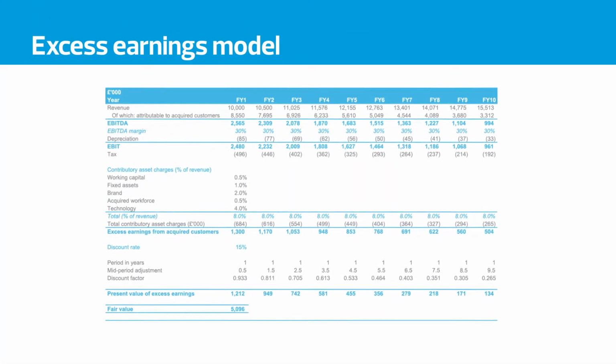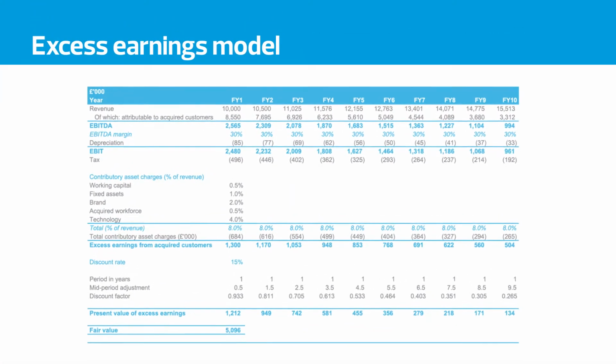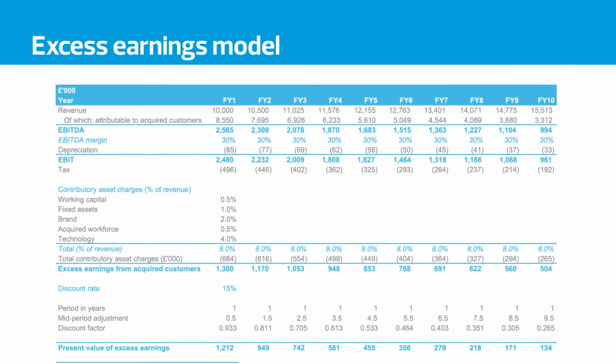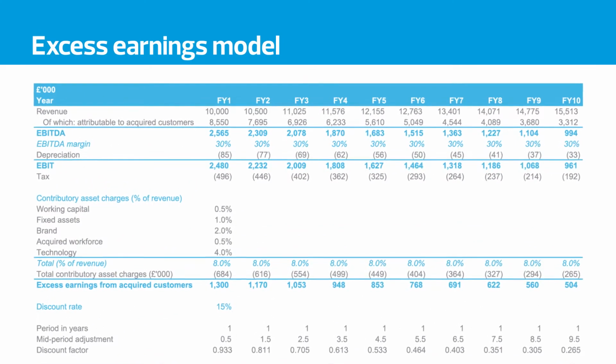So Philip, tell us about the excess earnings model. So the excess earnings model is used to value the primary intangible asset generally in a business. So in a retail business, that might be the brand. In a manufacturing business, that might be the customers. And it's an income-based approach. So it's based on forecast future earnings from that asset.